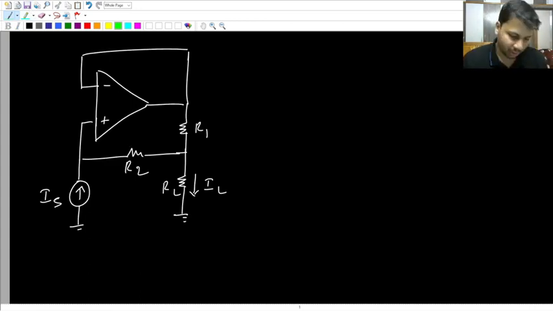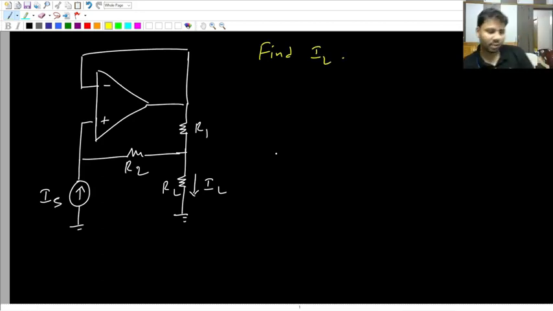Okay, I think now we can continue with the lecture. So we have found that in this circuit, the feedback is negative. Now the goal is to find the load current IL. Find the load current IL using virtual short. You see, please look at the screen.